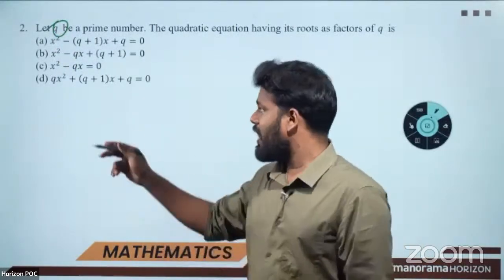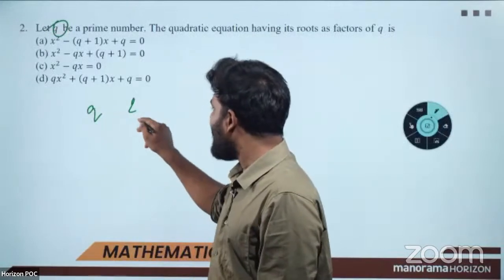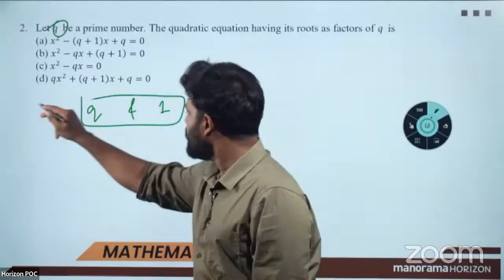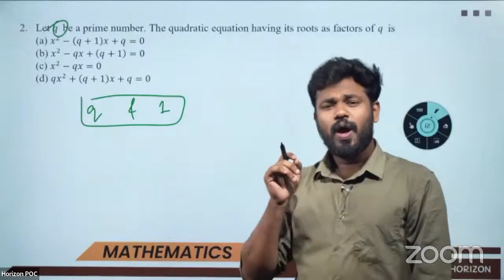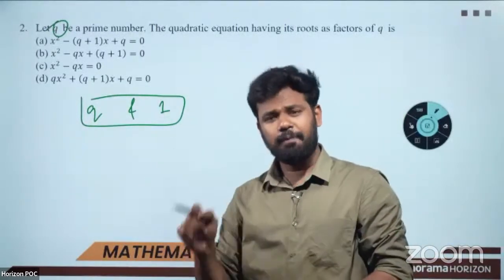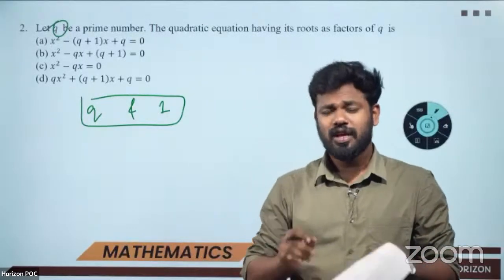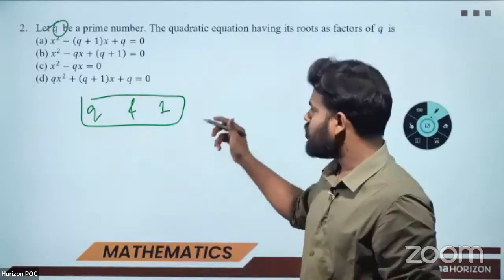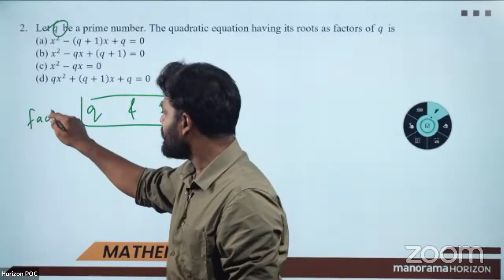If Q is a prime number, the factors of Q will be Q and 1 itself, right? Any doubts in that? When you have a number which is a prime number, it won't have any other factors other than that particular number and 1. There won't be any extra factors. So you can be sure these 2 are the factors there.